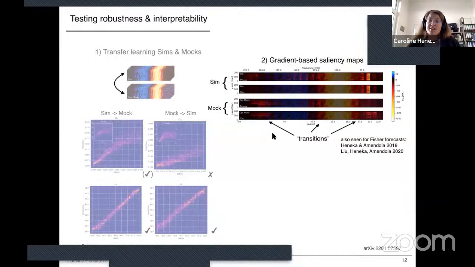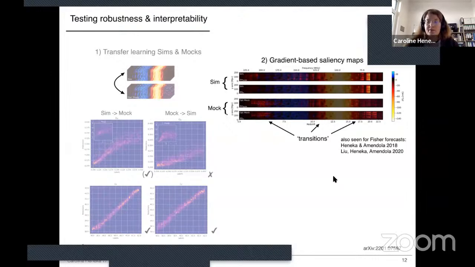And just one last point, which I think is interesting. When we look at the saliency maps, this basically tells us where the network is looking, mostly, to infer the parameters that we're asking of it. When we look at simulations, the networks basically look everywhere. When we look at mocks, they very much focus on the transition times: the transition from dark ages to the early heating, from heating to reionization, and the end of reionization. And this is very similar to the Fisher information content that we find when we do a simple Fisher forecast, for example.